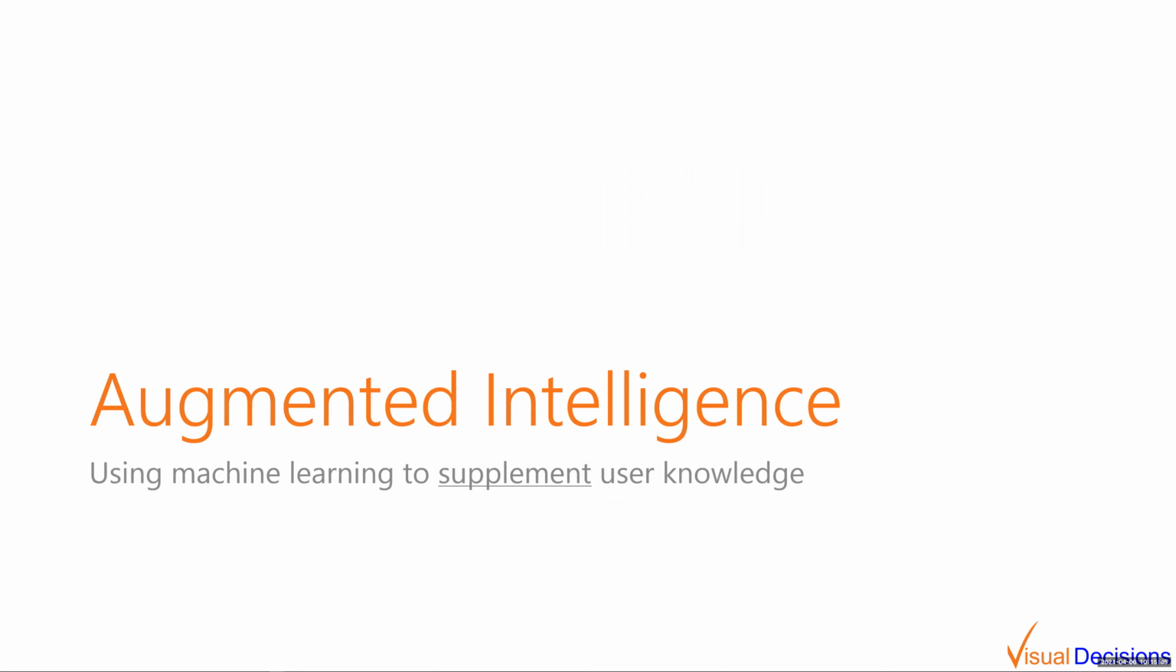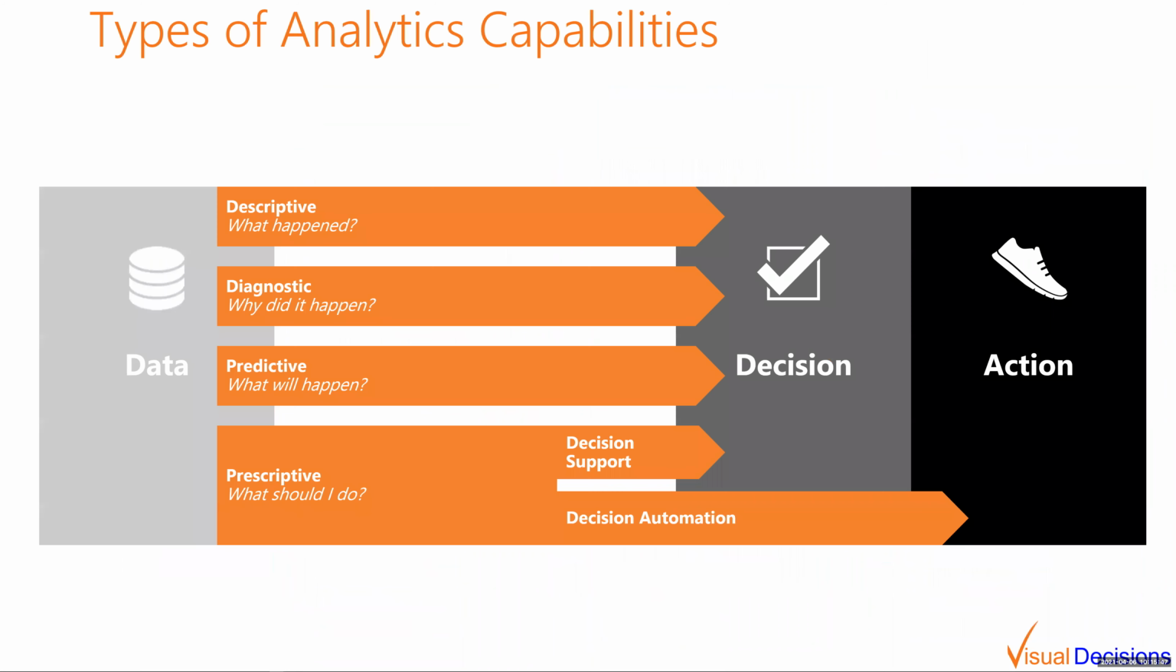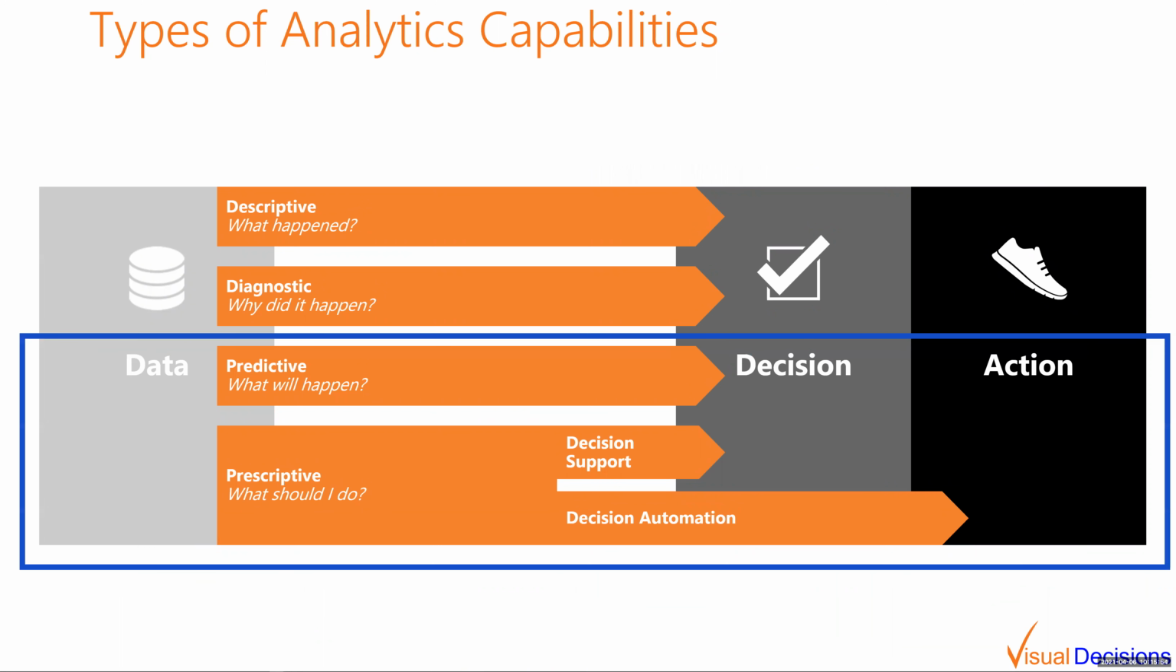From an augmented intelligence point of view, and being able to utilize predictive and prescriptive capabilities, we've talked about descriptive or performance metrics and diagnostic metrics. The next step is really to look at predictive and prescriptive capabilities. Predictive is all around what will happen, and prescriptive is around what should be done about it, and potentially automating those things as well.